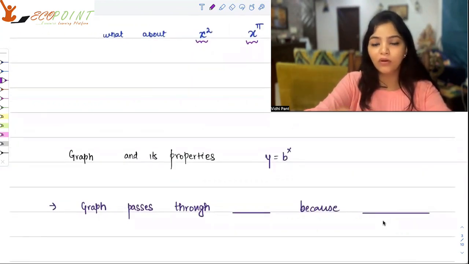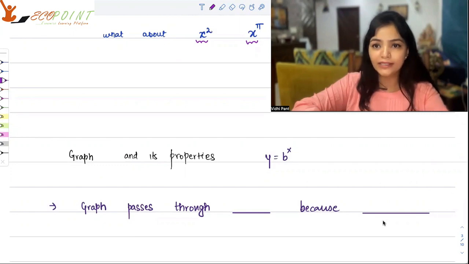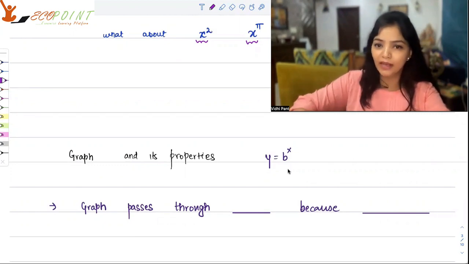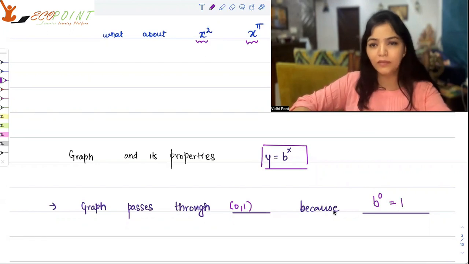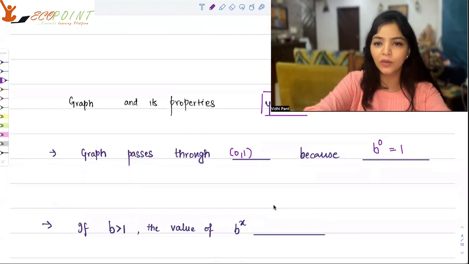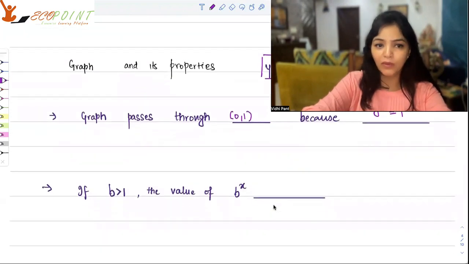Let me now talk a little bit about the graph and its properties. y equals b to the power x is our exponential function. The graph definitely passes through (0, 1) for a simple reason, because b to the power 0 is equal to 1. Any base b to the power 0 will give you 1. So, of course, the graph has to pass through (0, 1).